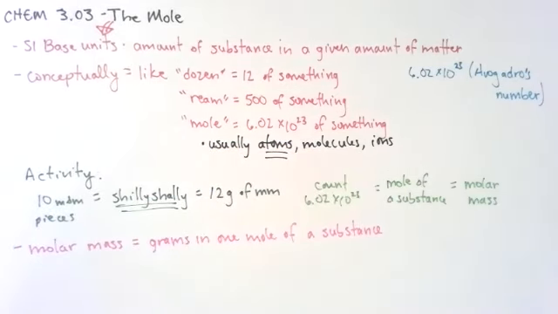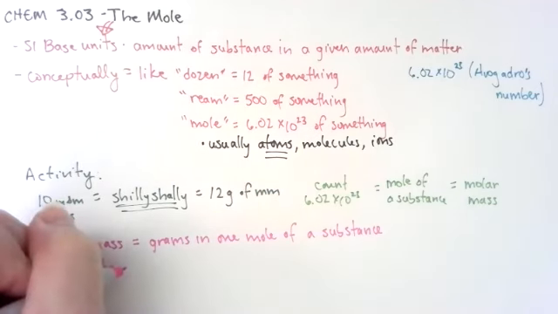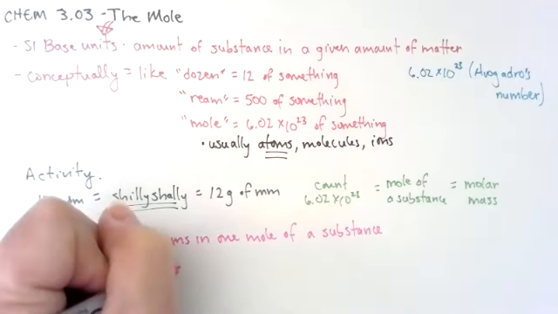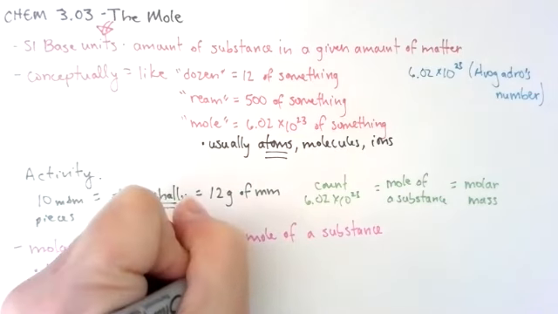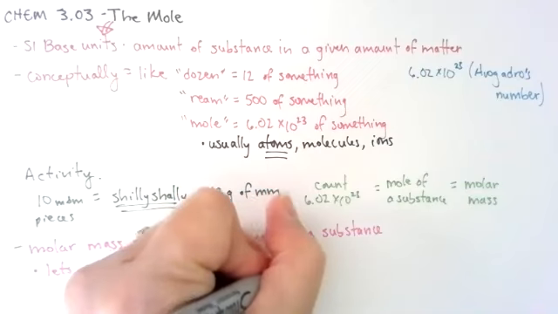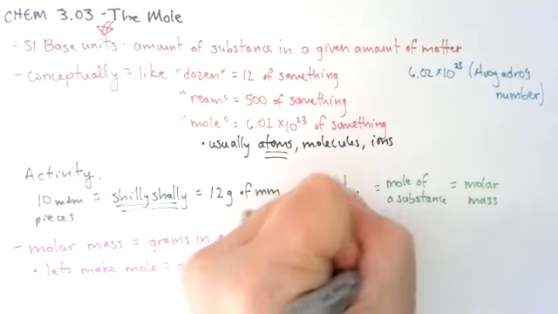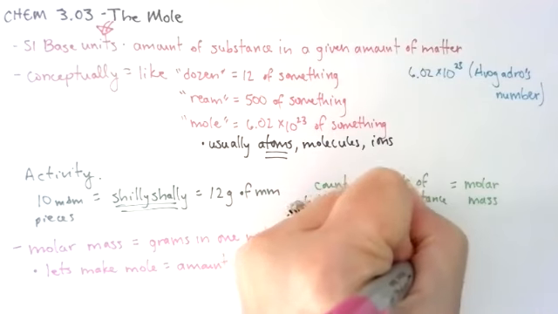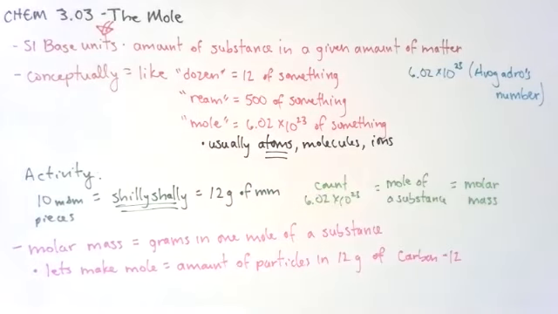And this is kind of where the whole definition of a mole came in, because scientists said, let's make a mole equal to the amount of particles in 12 grams of carbon-12. Well, this is what that did for them. So the mass of carbon-12 is 12 grams, and this is in atomic mass units.